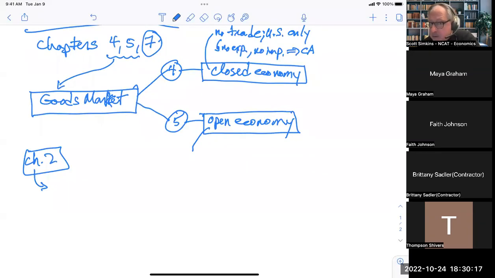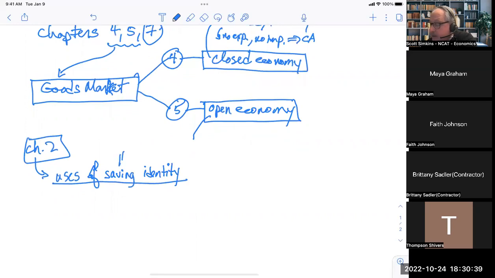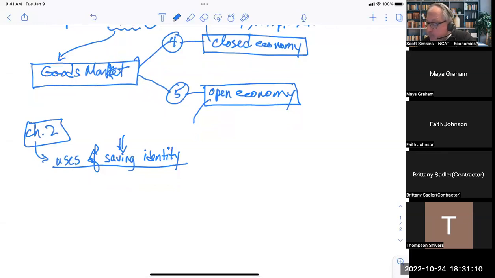So the uses of the saving identity. What is that identity? Savings identity, obviously. We saw it in the last exam. Saw it in homework 5. We're going to see it on the exam. You will. I'll tell you that now. It shouldn't be a surprise.